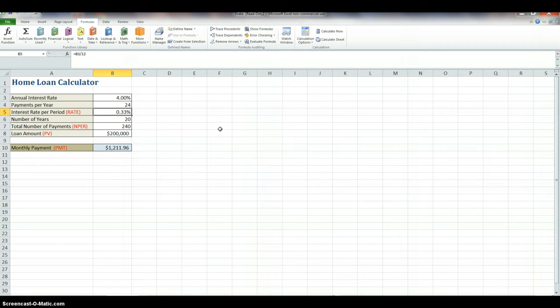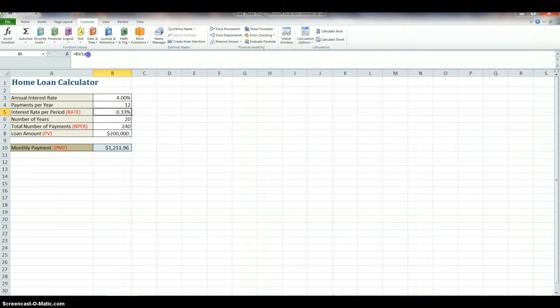Anybody know why it didn't change anything? Hands, please. Hands, anybody? This is why it didn't change anything. Because when I went to this number here, I didn't say reference B4. I said 12. So if I wanted to change this to make it 24, I've got to physically go into B5 and change it to 24. Well, that could be a pain, especially in a long, drawn-out worksheet. Okay, so I'll go back to 12.